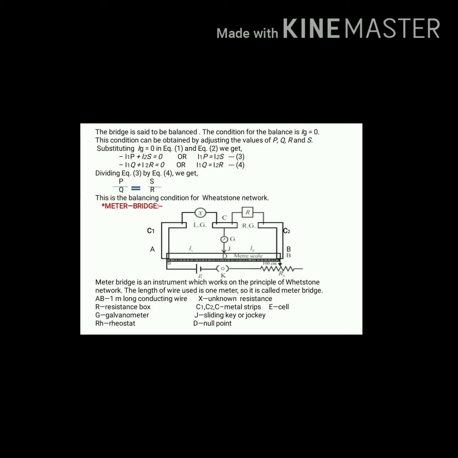Suppose equation number 4. Dividing equation 3 by equation 4, we get P upon Q equal to S upon R. This is the balancing condition for the Wheatstone network or the Wheatstone bridge.